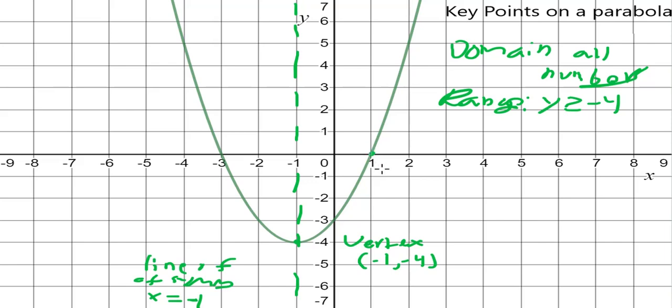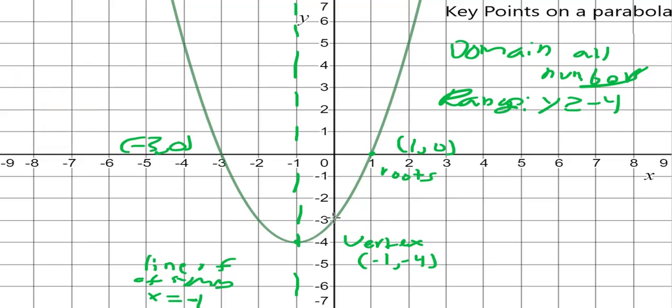Parabolas have roots, which are where it crosses the x-axis. Here the roots are 1, 0 and -3, 0. A parabola can have 2 roots here, or it could have 0 roots, or it could have exactly 1 root.